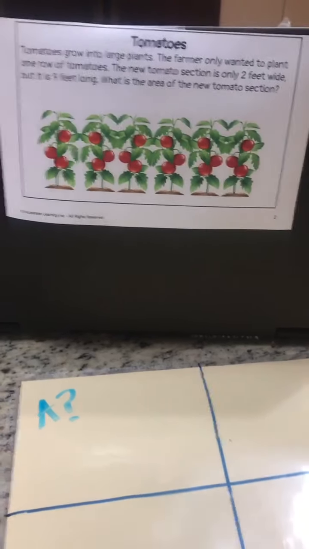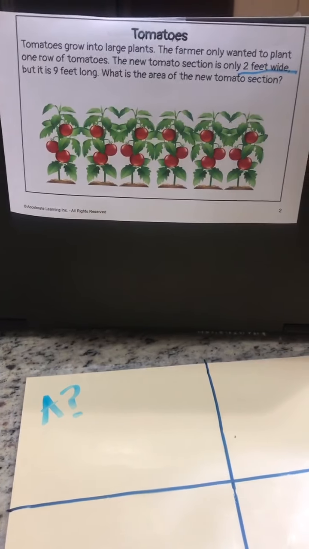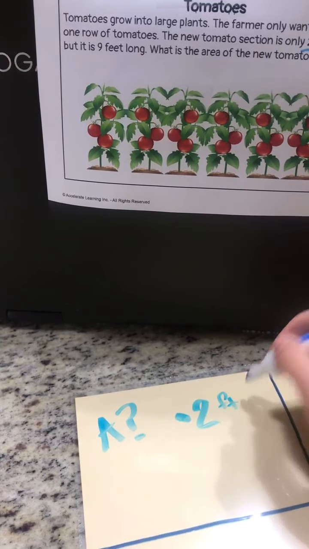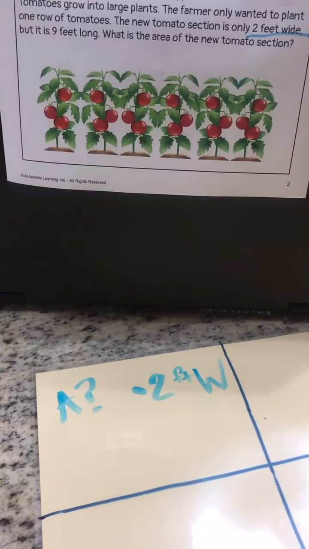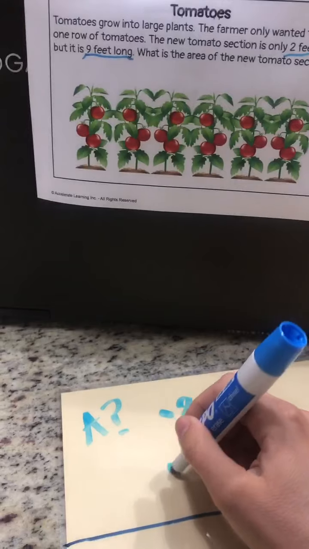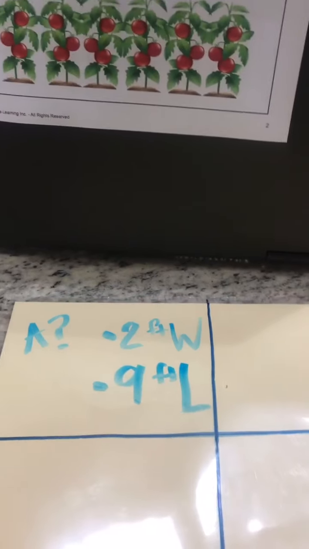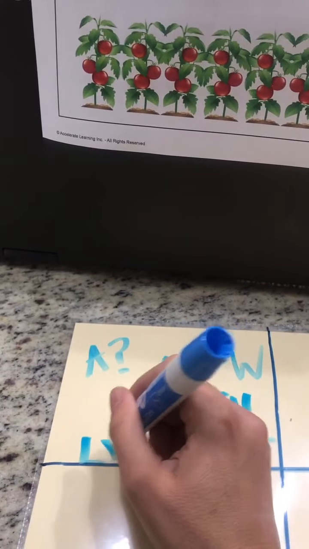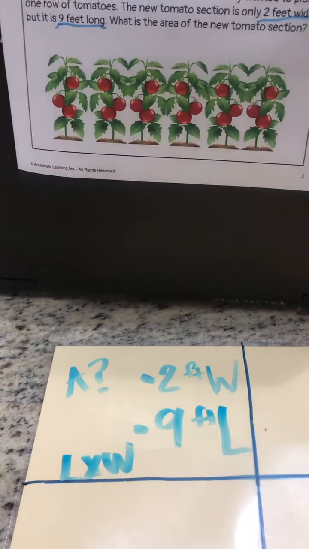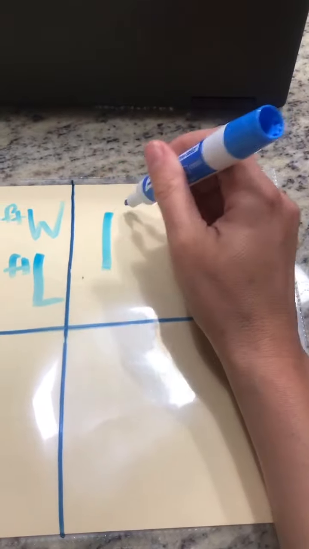Okay, for our data, it tells us the new tomato section is only 2 feet wide. Okay, I'm going to write that down. 2 feet, and then that's our W, our wide, right? But it's 9 feet long, okay? That's my other part, 9 feet long. We know with area, it's length times width, right? But even if you had forgotten, like, oh, I don't know how to solve this, well, you could still draw a picture and you'd be able to figure it out that way, okay?